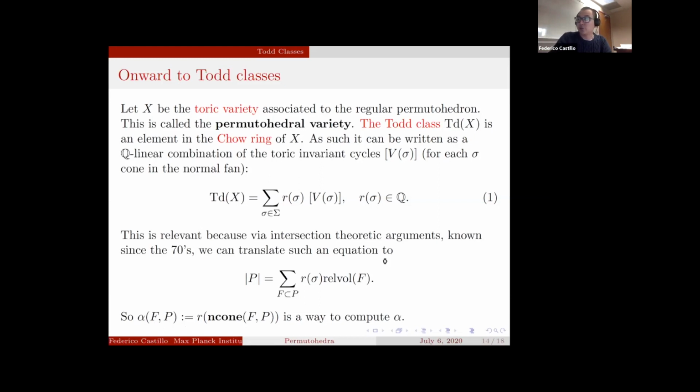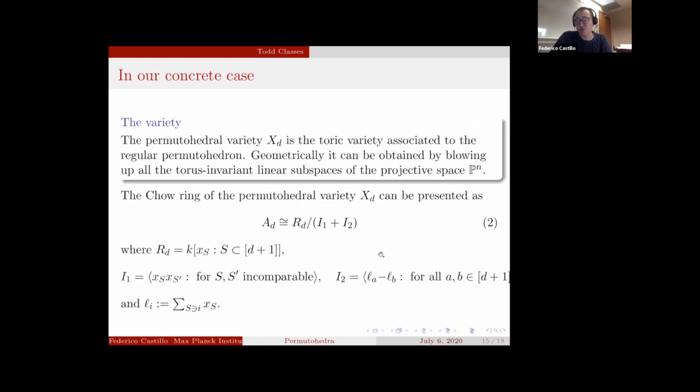So let me just quickly say, this is the variety for the regular permutohedron. This has some geometric meaning, which you can find in a very concrete succession of blowups of projective space, but things become very concrete because we are not dealing with this at a general level. We are dealing with one particular variety. So we are dealing with one particular ring that is very combinatorial.